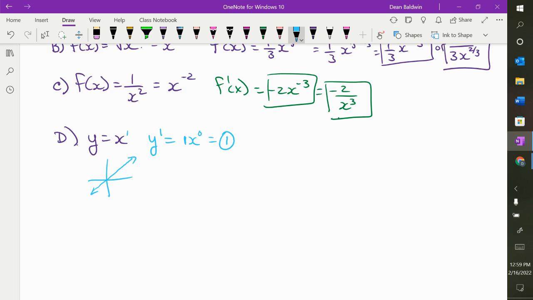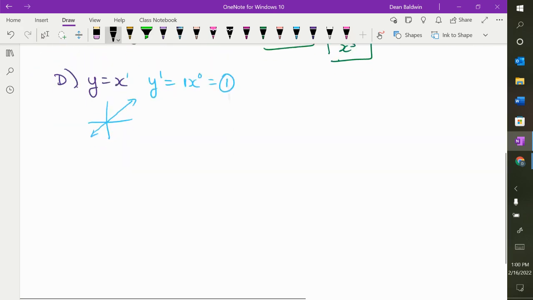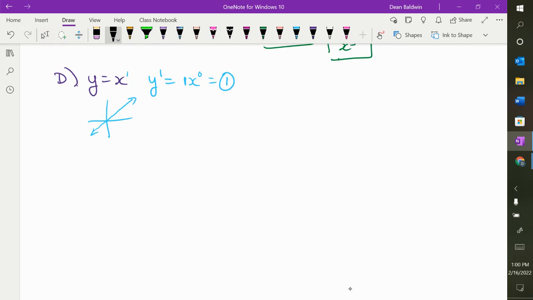All right, let's do, okay. I'm going to add another rule. We'll call it the constant multiple rule. So number 3. Constant multiple. Okay.